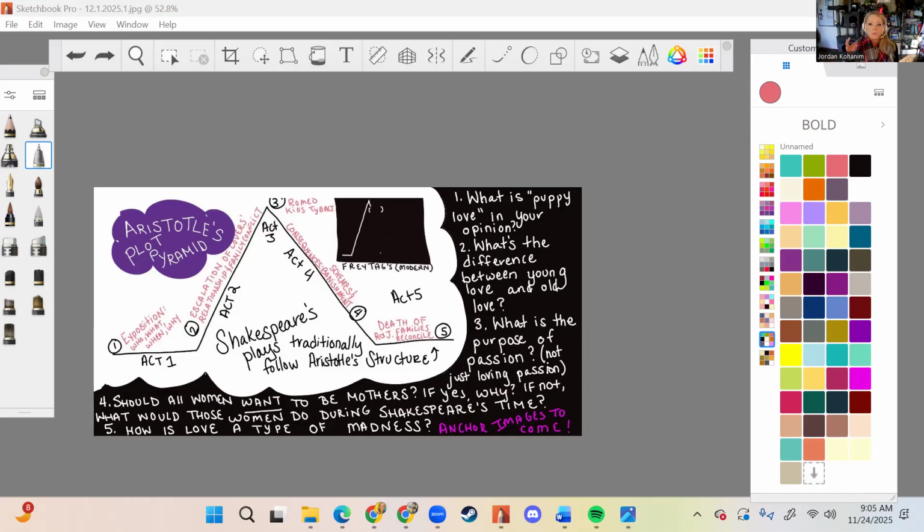And I don't want to give too much away before we get into the scene, but I want you to keep that in mind because that's a big part of this particular scene, especially for what I think Shakespeare is trying to convey. Number three, what is the purpose of passion?